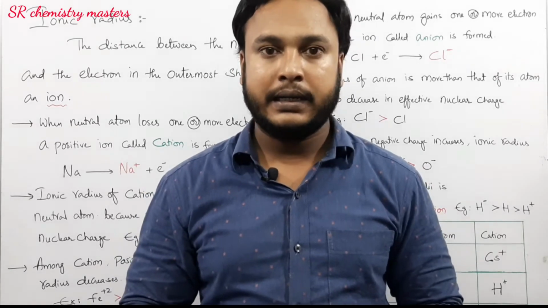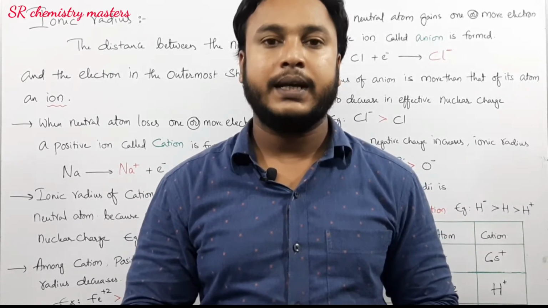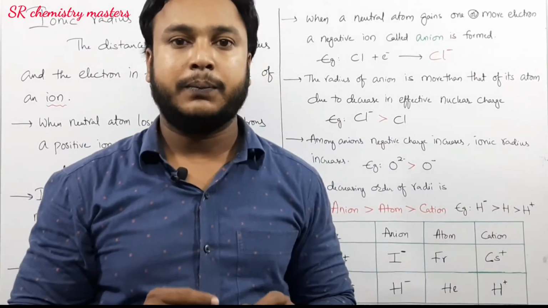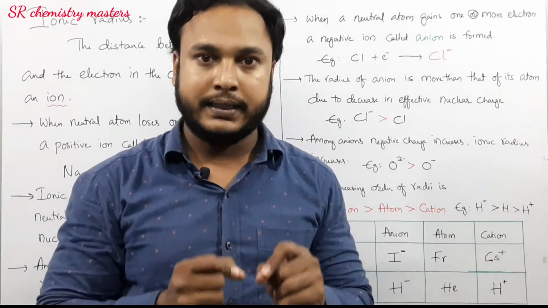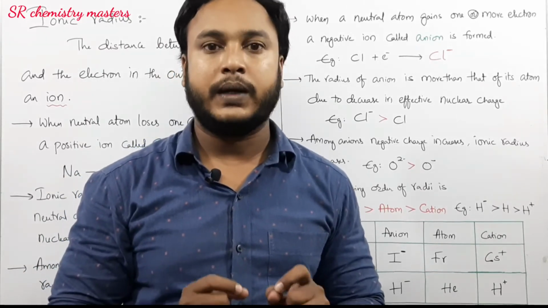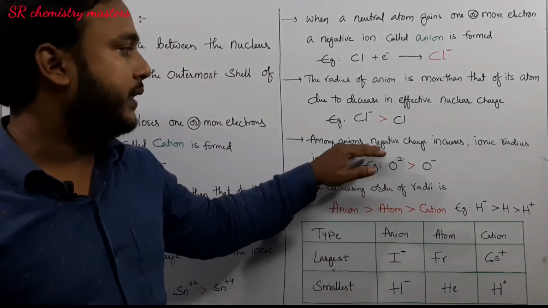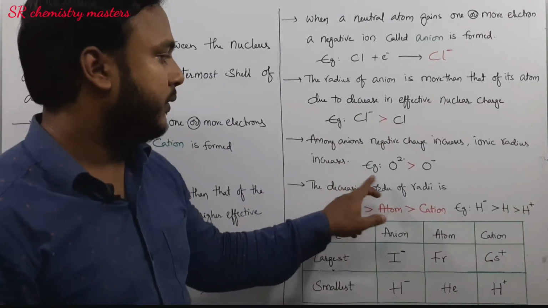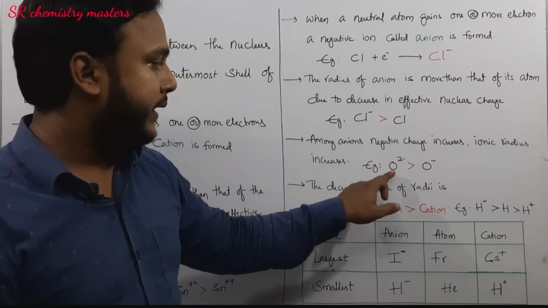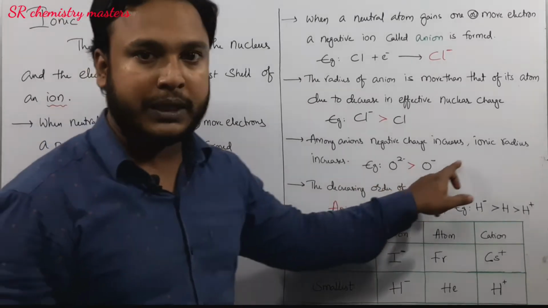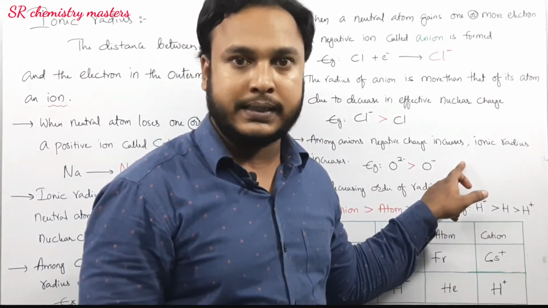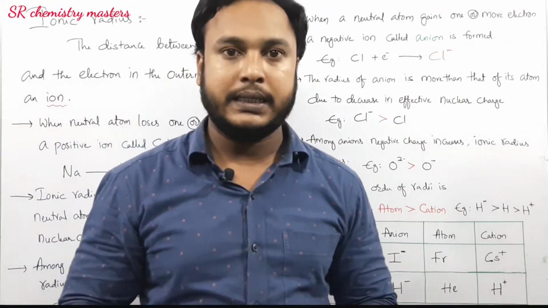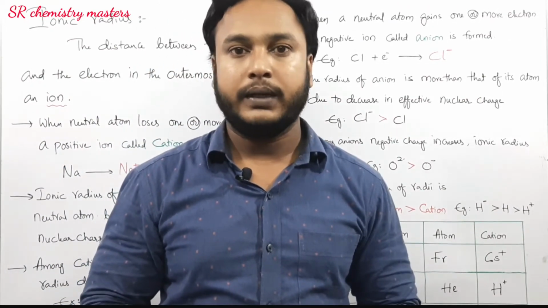Remember, in anion, ionic radius increases, whereas in cation, ionic radius decreases. In cation, as the positive charge increases, ionic radius decreases, but in anions it is quite opposite. Here, as the negative charge increases, the ionic radius also increases. Let us see an example. If we compare the ionic radius of O2- and O-, the ionic radius of O2- is greater when compared to that of O-. This is because as the anion charge increases, ionic radius also increases.